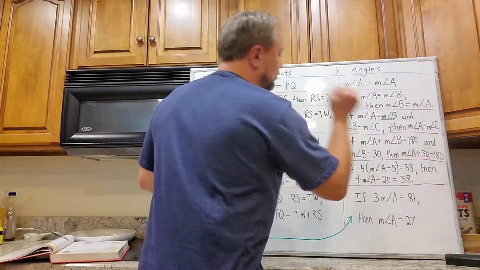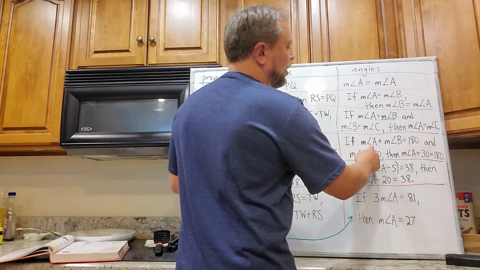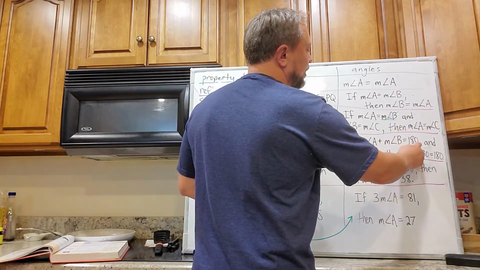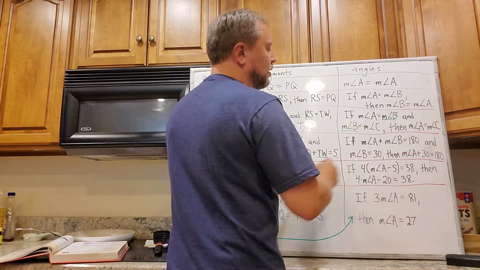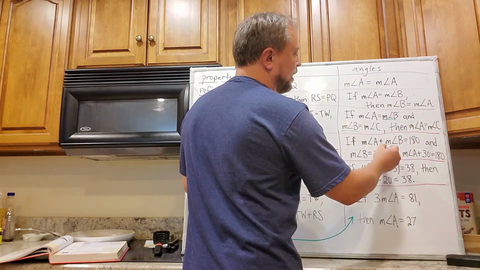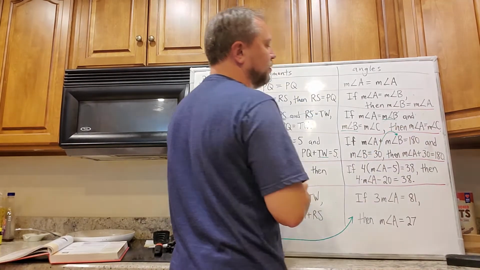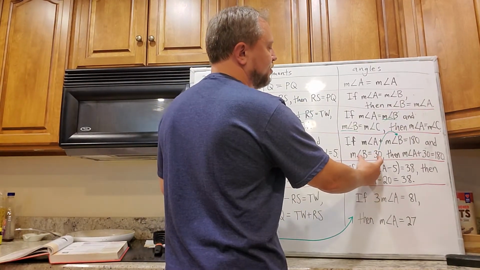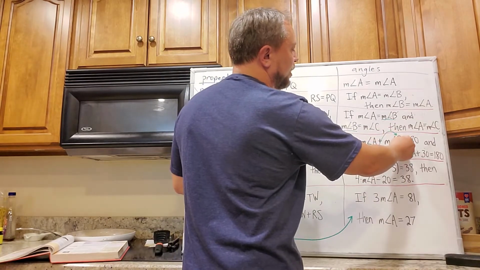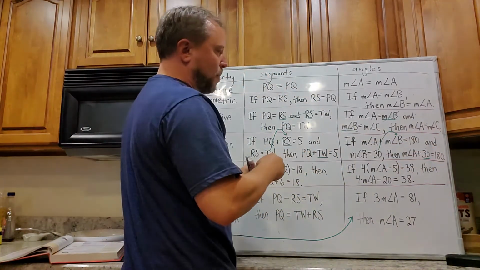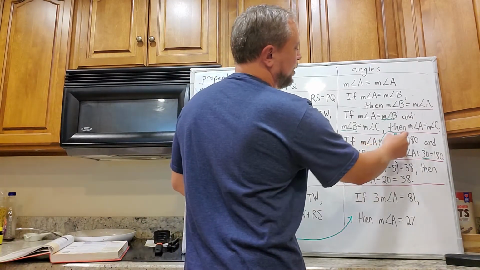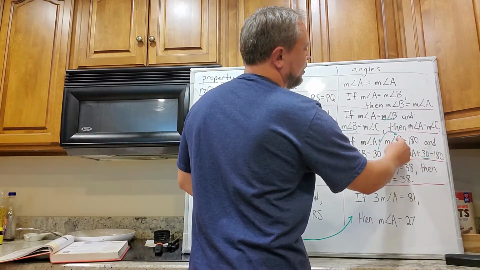Same thing over here for angles. I've got angle A plus angle B equals 180. And if I know that angle B is 30, then I could take this 30 and plug it in up here for angle B, since they're equal. So I'm plugging it in there to get this 30 right there in that statement. So now it becomes angle A plus 30 equals 180.